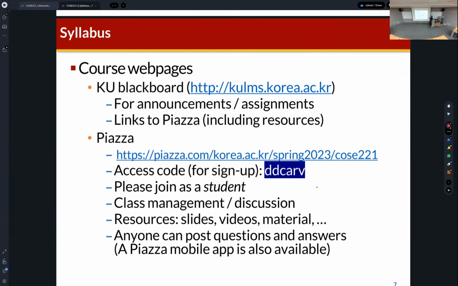This is also important information. We use the Korea University Blackboard, the KU Blackboard system, but I will use Blackboard for announcements and assignments only. This Blackboard also includes the link to Piazza, which is the class management tool. I believe the Blackboard system is not convenient for students, and also for me. That's why I use Piazza. So I will show you Piazza.